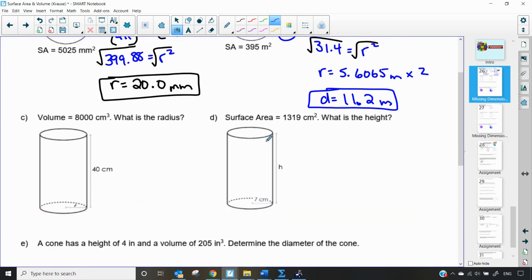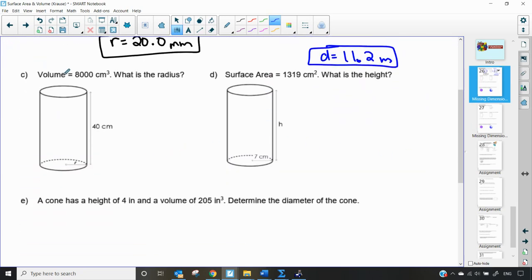All right, for part C, we're told that the volume of a cylinder is 8,000 centimeters cubed, and we're asked to find the radius. So volume of a cylinder is pi r squared times height. We plug in what we know. We've got 8,000 centimeters equals pi times r squared times a height of 40 centimeters. So we could rewrite that as 8,000 equals 40 pi r squared.